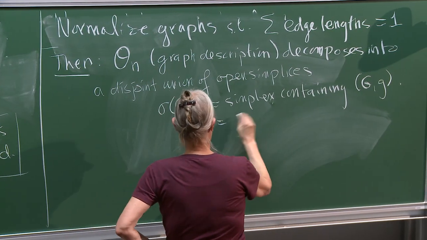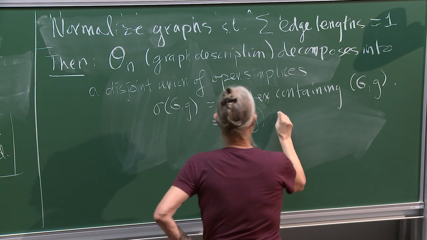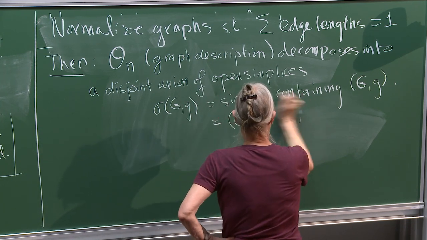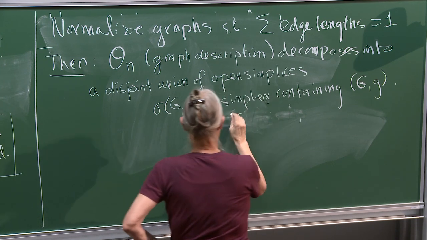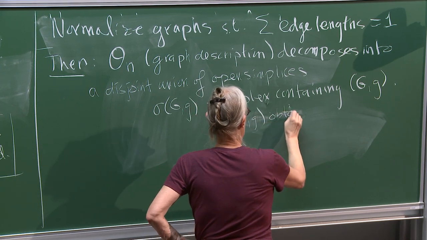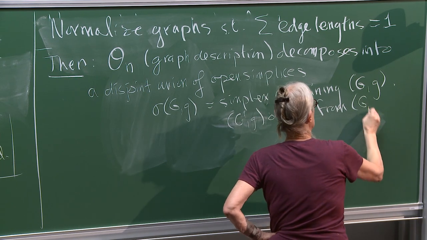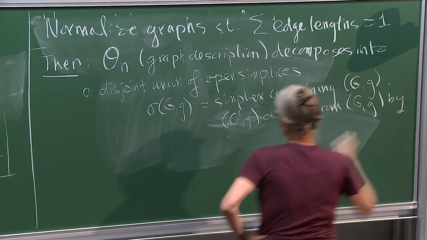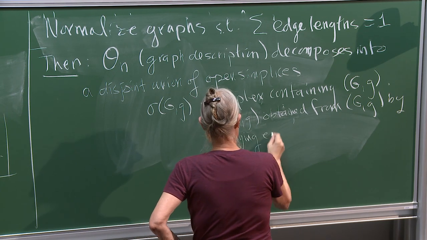It equals the set of G prime obtained from G by varying the edge lengths.